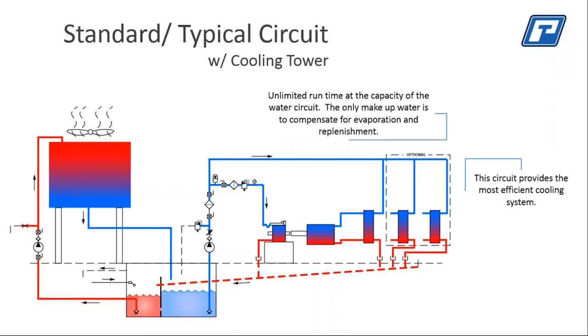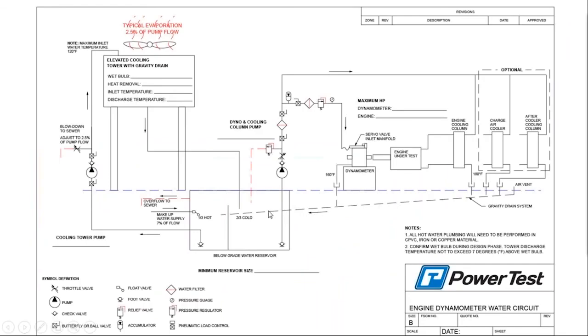Okay, so now we're going to walk into the next slide, and this might help everybody to denote what's going on. This is basically the same circuit you were looking at before, but with some information called out on it. This is a typical water circuit that we would provide you with a quotation to tell you what's happening with the system and what kind of flow rates.